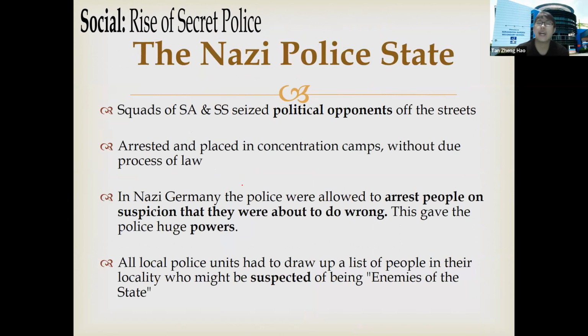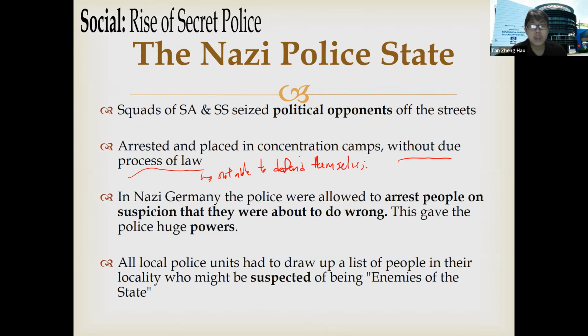You can see that the SA and SS serve the party. So anybody who's not under the Nazi party or trying to oppose the Nazi party can be arrested. They will be thrown into concentration camps without due process of the law. Without due process of the law means they were not able to defend themselves. So if they were innocent, they cannot even prove they are innocent. They just assume they're guilty and throw them into the concentration camp.